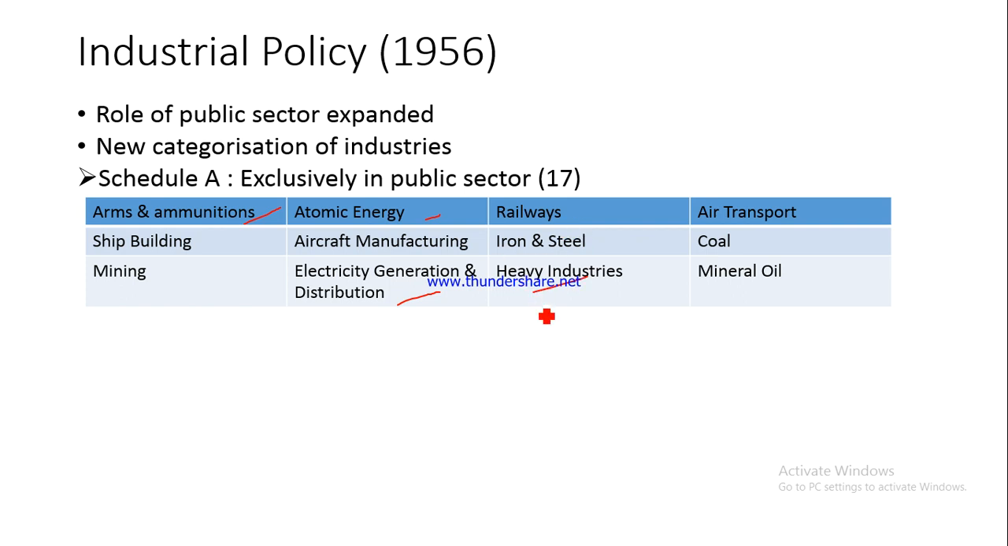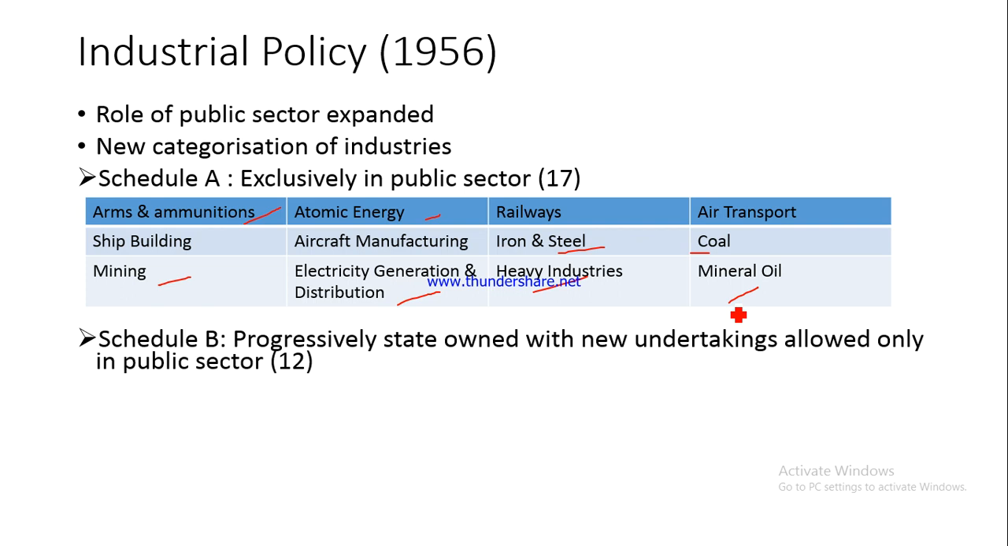So basically these industries were reserved exclusively for the public sector. Then have a look at iron and steel, coal. They are all basic requirements. Mining of various metals, and then apart from that mineral oil, the crude oil. So these kinds of industries were kept exclusively for the public sector. No private enterprise could set up its unit in these industries. So this was Schedule A.